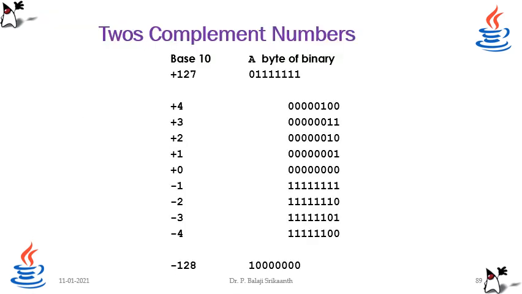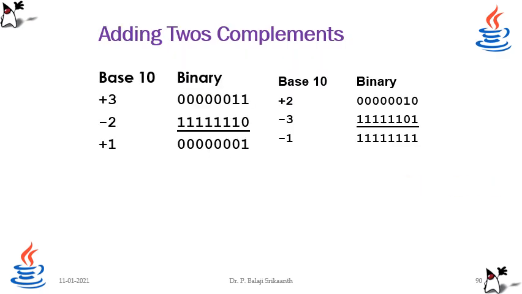2's complement numbers. These 2's complement numbers are used to represent both unsigned as well as signed numbers. The leftmost bit, if it is 0, means it is a positive number, and if it is a 1, it is a negative number. Another advantage of having 2's complement is you can use addition for performing subtraction also.